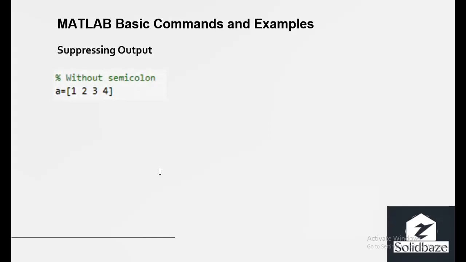Without a semicolon, the output of the command will be printed on the command window. In general, we normally use a semicolon at the end of every line of code, except the final output or the result we want to see in the command window. That is when we omit the semicolon. So we quickly look at variable declarations in Matlab.